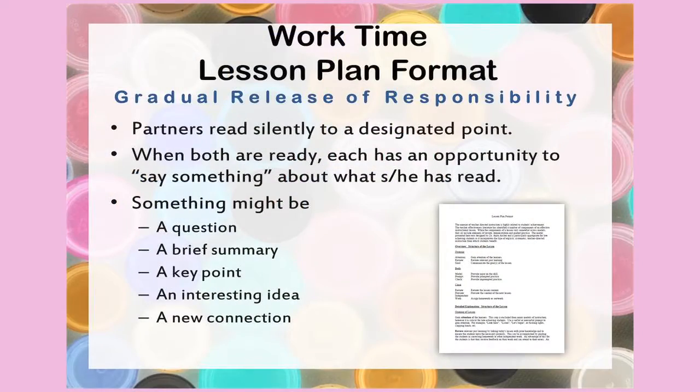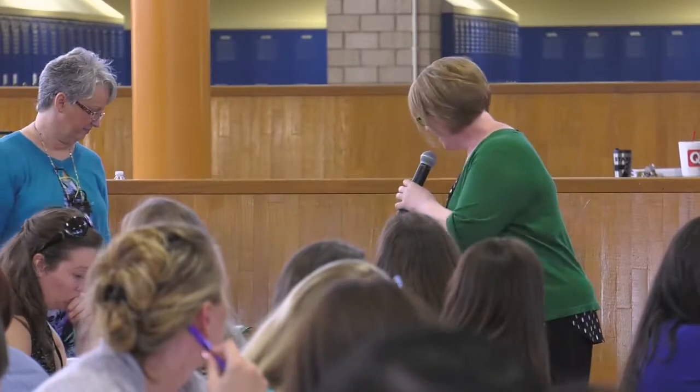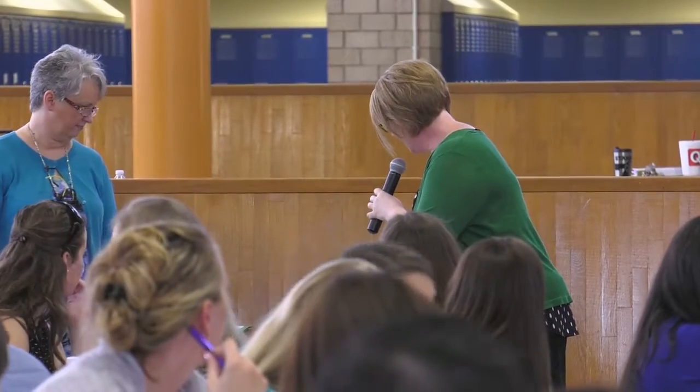Some examples up on the screen are something you might say. You could ask a question of your partner. Maybe you had a question about something and there's something you want to process. And then there are some other examples. Could be a key point, brief summary. But if you're like me, you might want to make sure you're annotating that text, because I like to do it right as I'm reading so I can remember what I want to say or bring back when it's my turn to talk. All right, let's take a look at what our first chunk of text is.